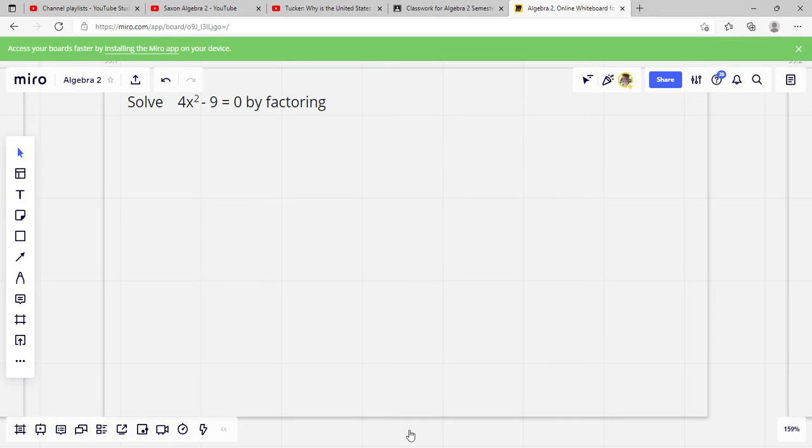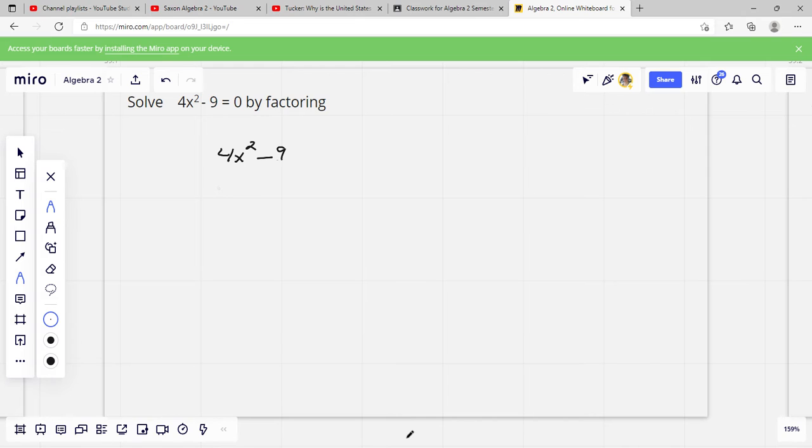Now this is a special kind of problem that we can only factor if we recognize it as what it is. So it's called a difference of two squares. If we look at this, we have a square right here. 4 is a square number, x squared is a square, and 9 is a square. So we just take the square root of both sides.